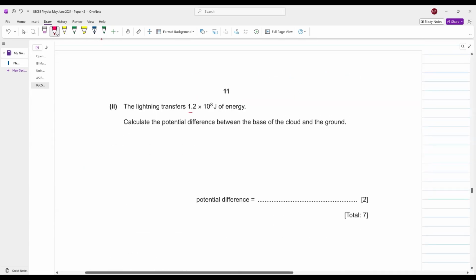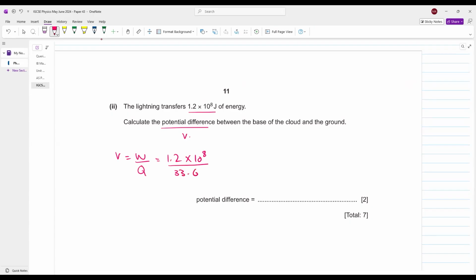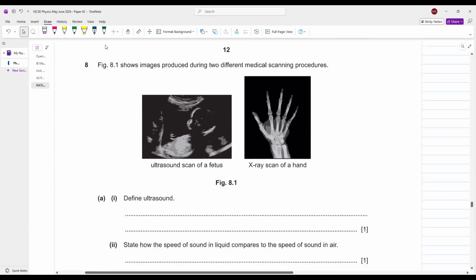Okay, the lightning transfers 1.2 into 10 raised to the power of 8 joules of energy. You have to calculate the potential difference V. V is equals to work done over charge. What is your work done? 1.2 10 raised to the power of 8. Charge क्या था बेटा? 33.6. If I write this answer in a standard form, 3.6 10 raised to the power of 6 volts is your answer. Perfect. Let's further move ahead.